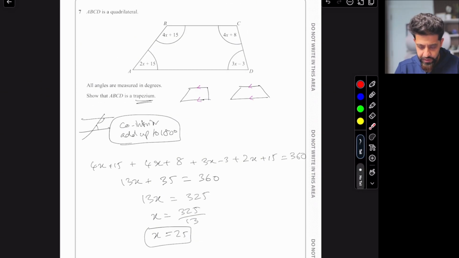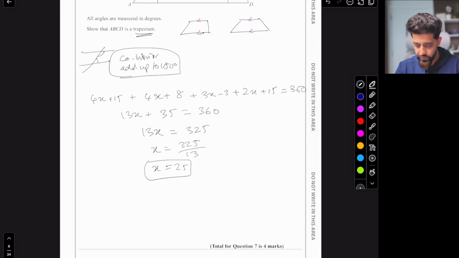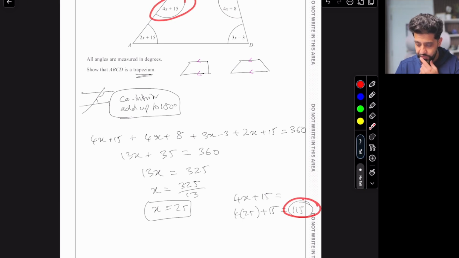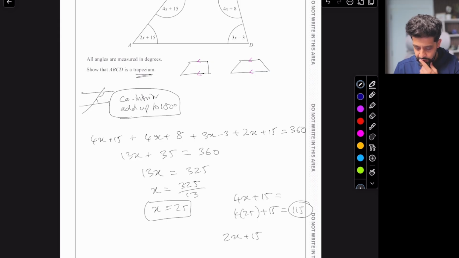Right, so now let's take any two of these angles, this one and this one. If we look at 4x plus 15, let's see what that gives us. So 4 times 25 plus 15. 4 times 25 is 100. 100 plus 15 is 115. So this angle right here is 115. Now we're going to do the 2x plus 15 one. So 2 times 25 plus 15. 2 times 25 is 50, plus 15 is 65. So this angle here is 65.